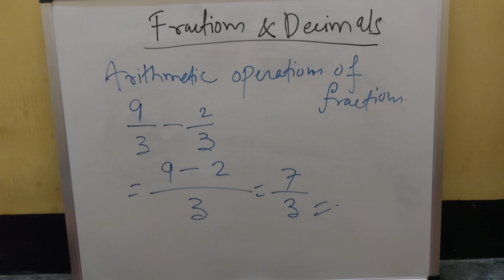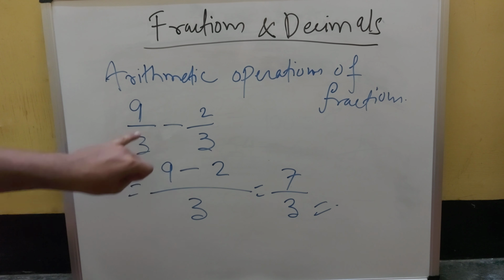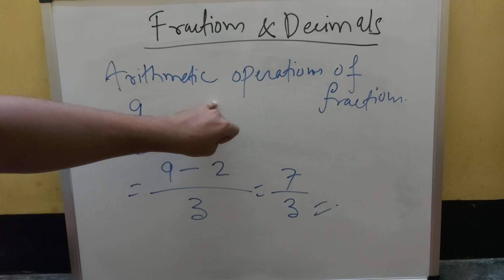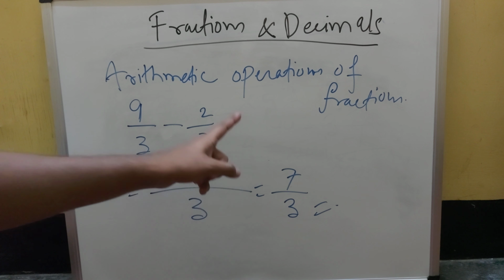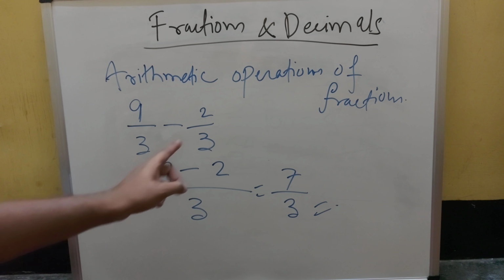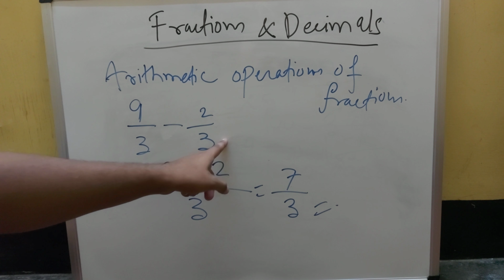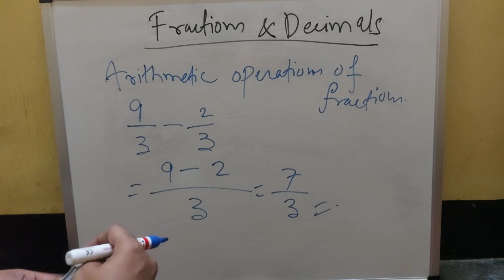Now, if you look very carefully, in both our cases, the numerators were different, right? But the denominators were the same. Am I clear to you? Now we'll see what happens if the denominators are also different.